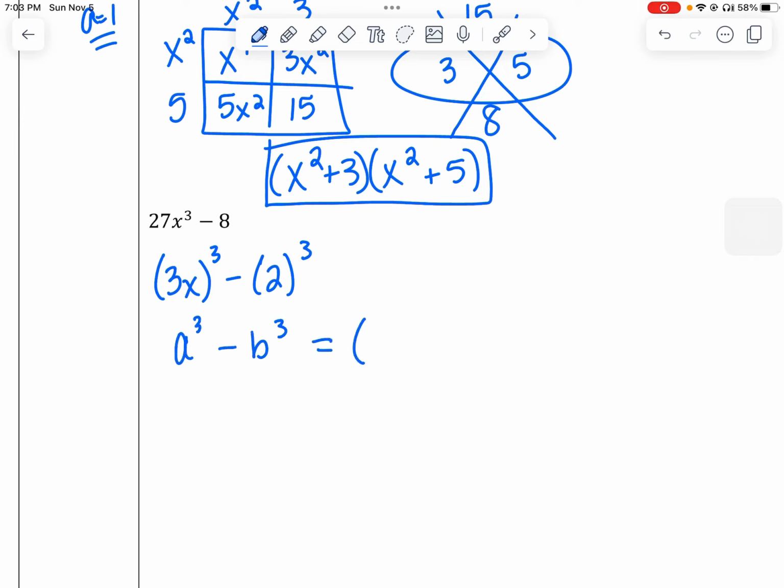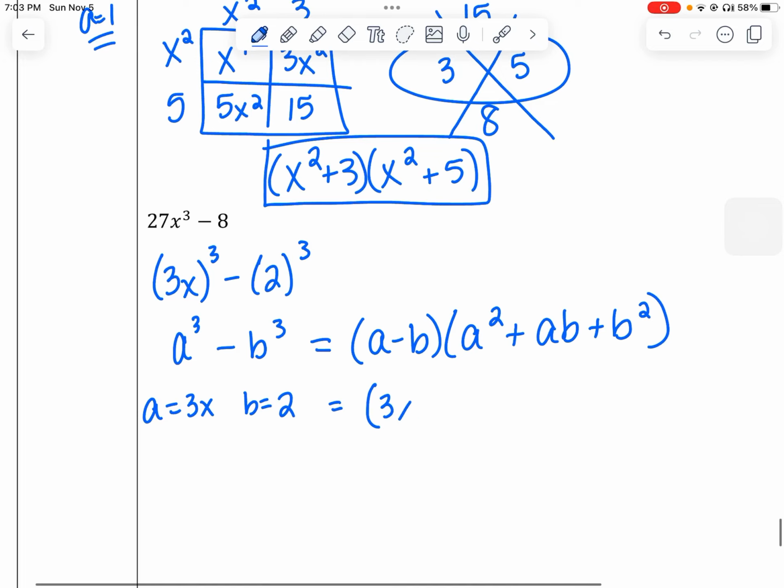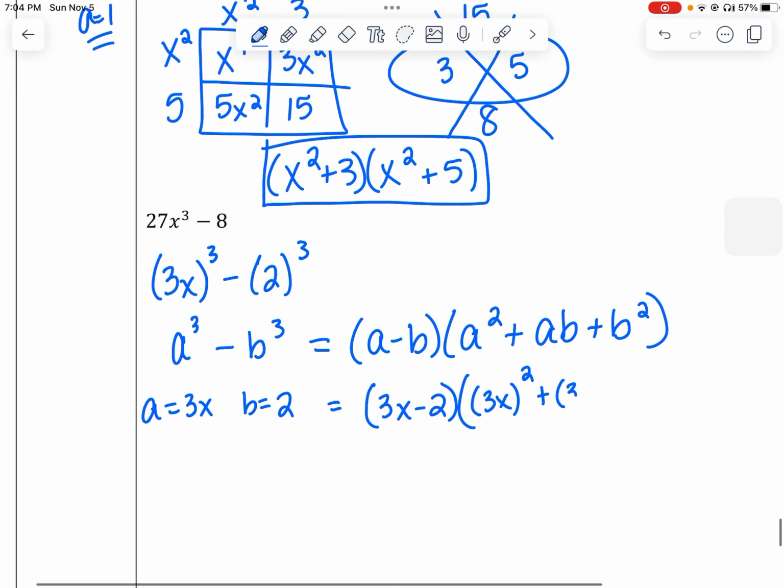So we would need the formula, which is going to go a minus b, then a squared plus ab plus b squared, where a in this case would be 3x and b would be 2. So plugging into that to factor this difference of perfect cubes, a minus b would be 3x minus 2. And then a squared, you would have to take 3x and square it. A times b would be 3x times 2. And then b squared would be 2 squared.